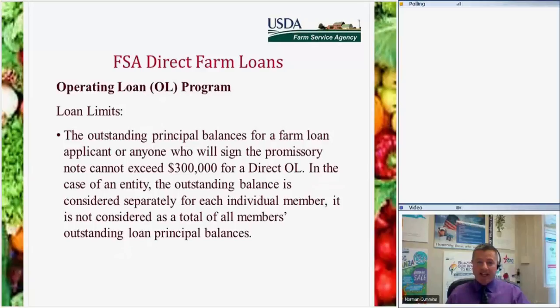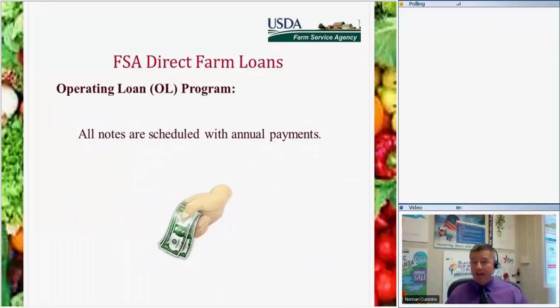And again, as far as how I explained how entities work as far as LLCs, it's the same thing if the farmers have a certain amount of loans already with us, that comes into play. And that's something you can talk to the loan officer in the county offices about. And again, just like farm ownerships, we only require annual payments.